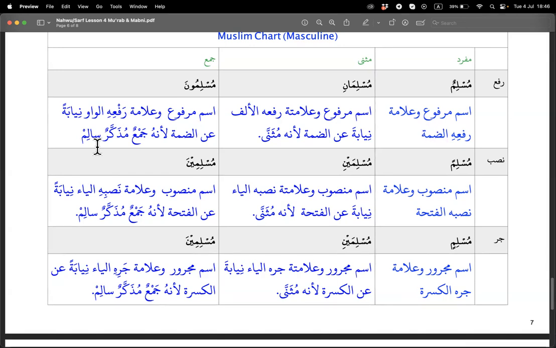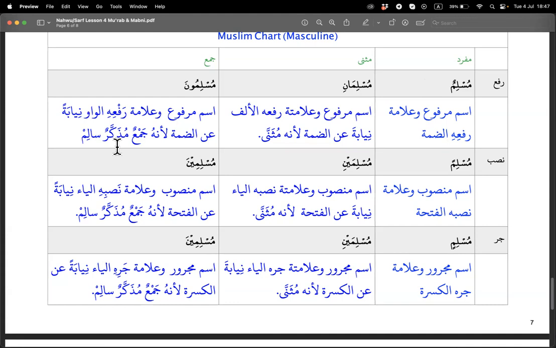Why is it jamak muzakkar salim? Jamak means plural. Muzakkar, masculine. Salim, sound. Masculine plural. Sound here means intact, meaning the word muslimun, you just add una to become the plural. So the singular word is intact. That's why it's called sound masculine plural. It's not a broken plural. It's a sound plural.